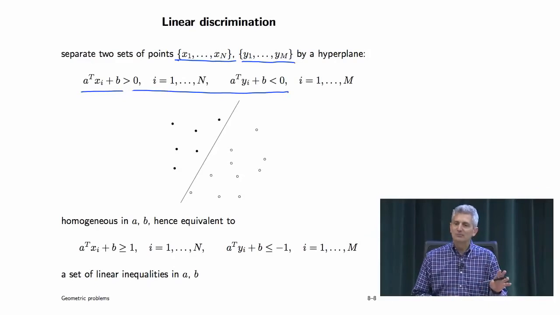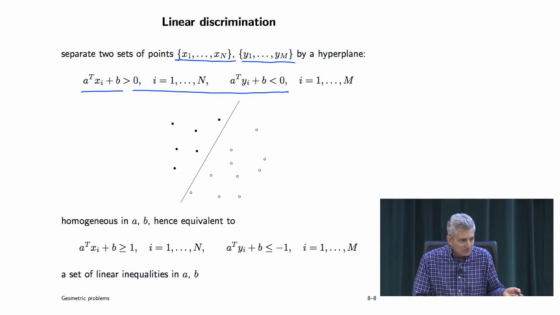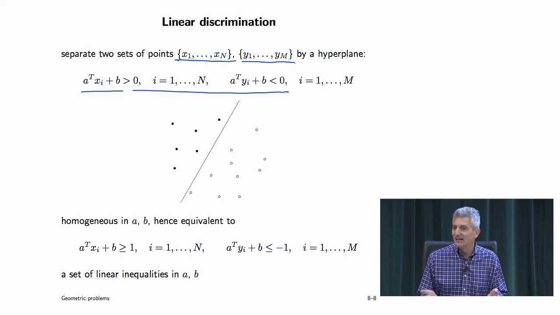So let's do something. Here you have to be a bit more subtle. What you do is you observe that these inequalities are homogeneous in A and B. In other words, if there's A and B for which a_i transpose x plus b is positive, then I guarantee you there's A and B for which a transpose x plus b is bigger than or equal to 1. Why? You just scale them all up until it's true, right?